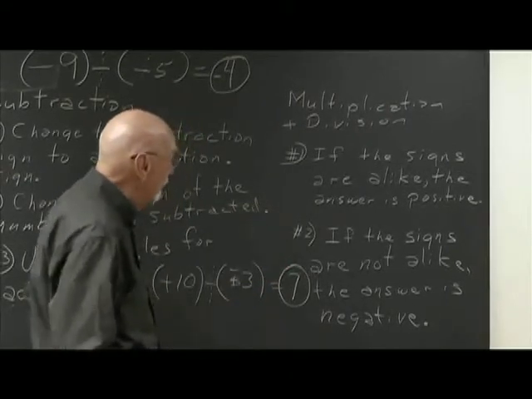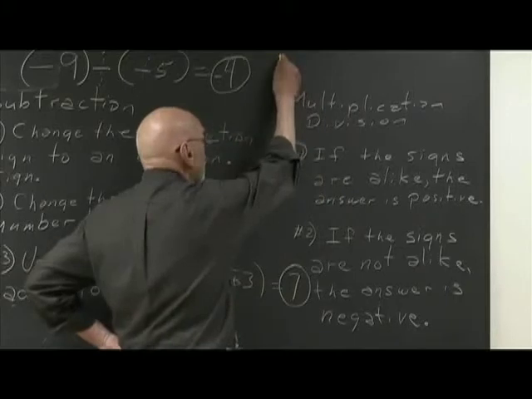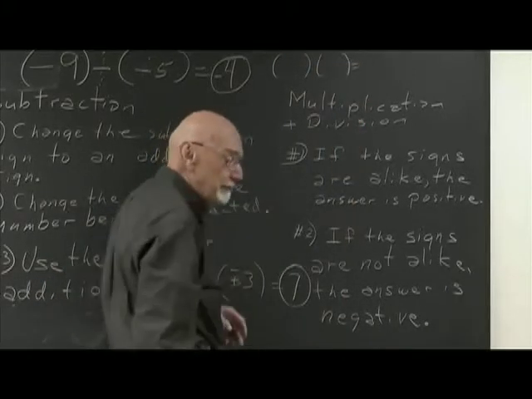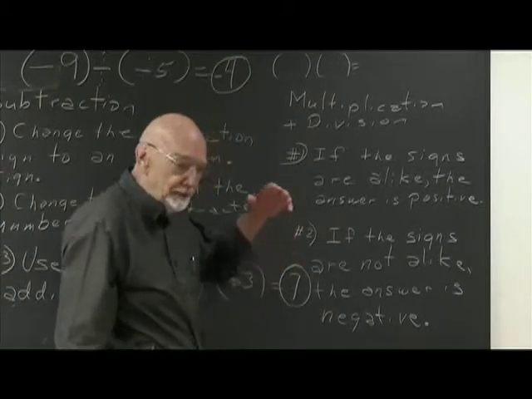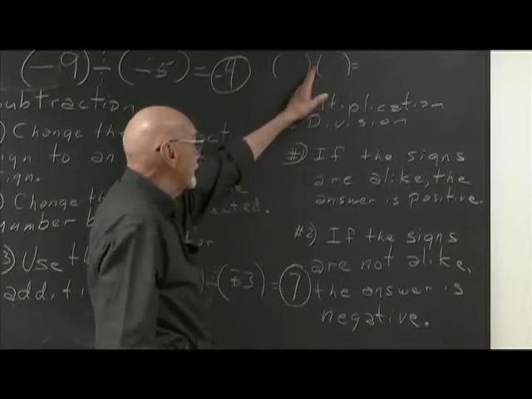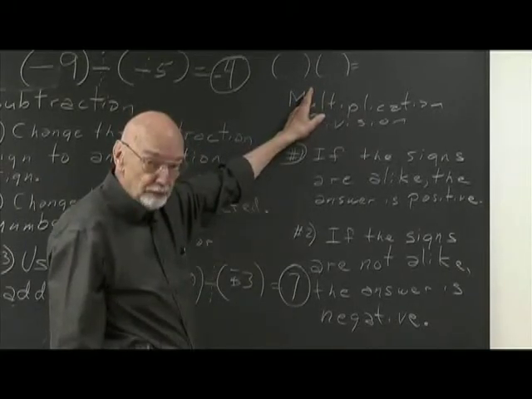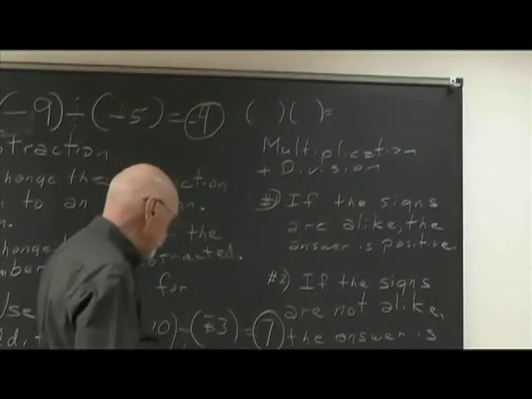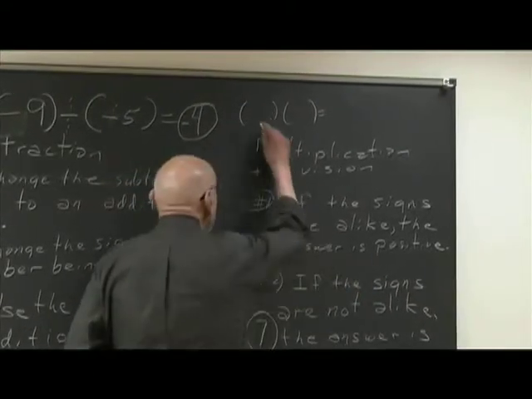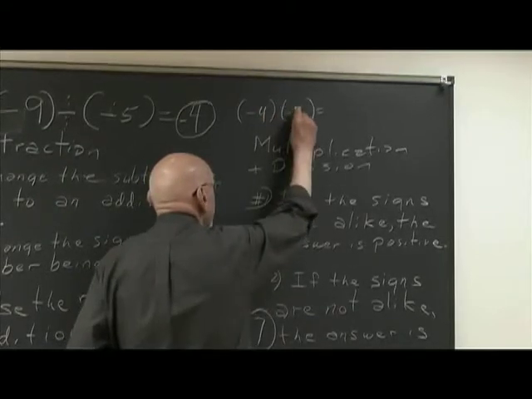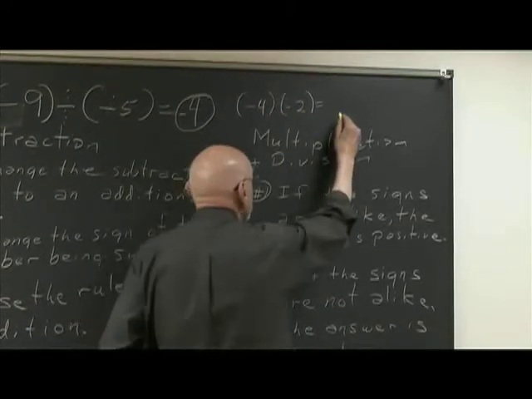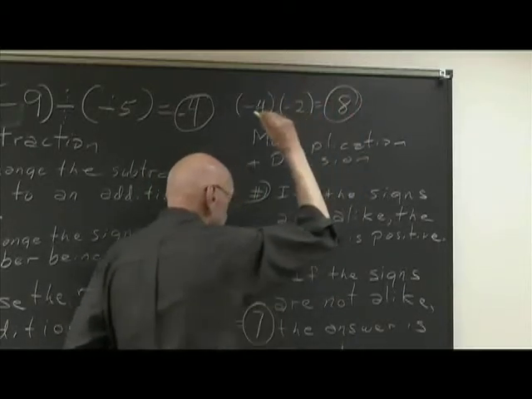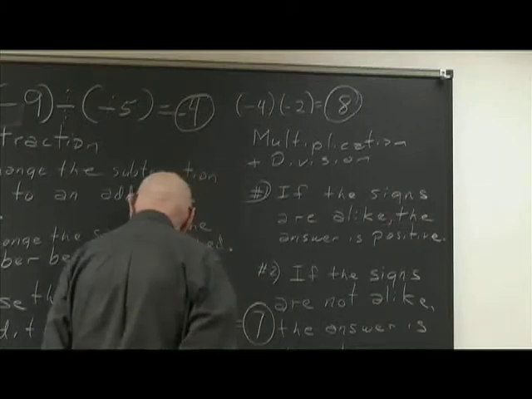Let's look at that now. Here's one for multiplication. And you remember from when we did geometry, we said when there's nothing in between, it always means multiply. So we're going to multiply this times that. Negative 4 times negative 2. 4 times 2 is 8. The signs are alike, therefore it's positive 8. Just like that.